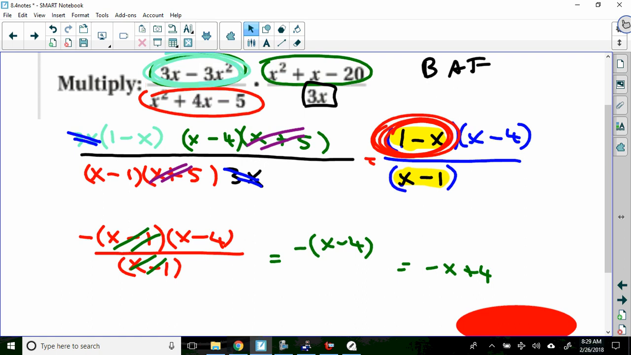How are we doing so far? Okay. Any big questions before we look at our division example?